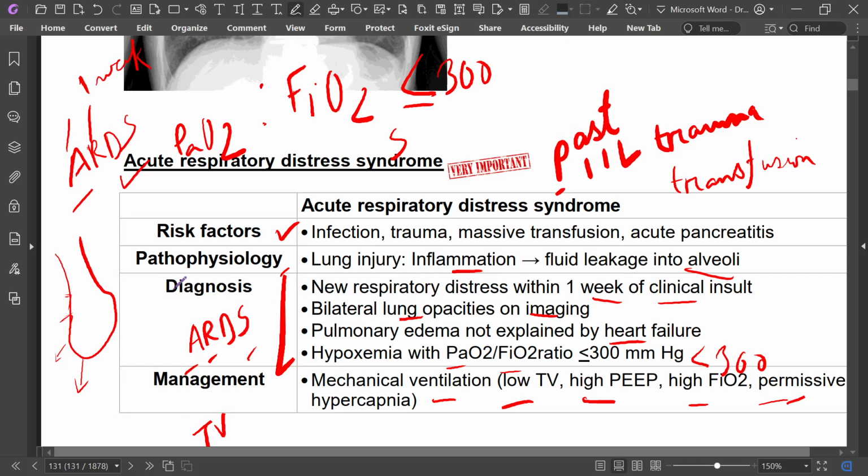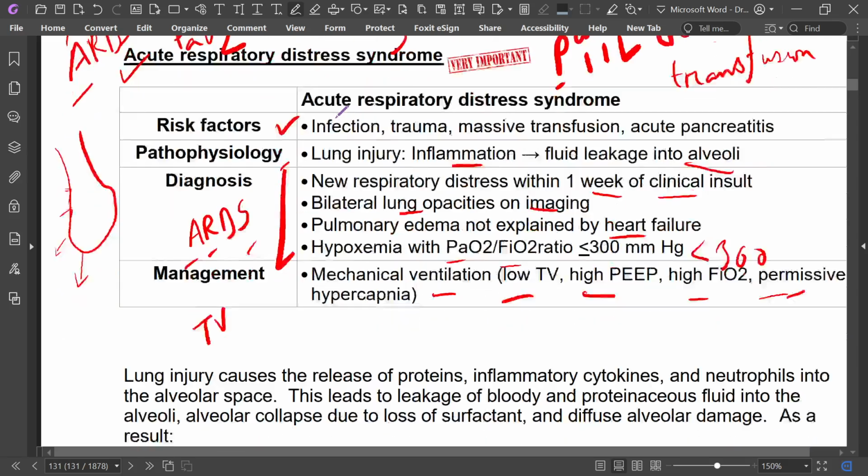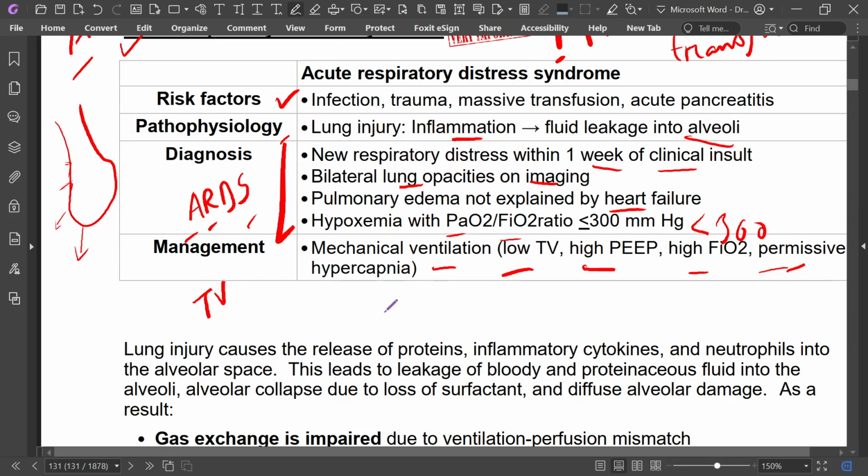Usually before giving mechanical ventilation, we calculate the tidal volume. Normally 6 to 8 ml per kg of tidal volume is given. For PEEP, usually we give 5 centimeters of water, but in this case we should go for 10. So low tidal volume, that means 6 ml per kg, high PEEP, high FiO2, and permissive hypercapnia.